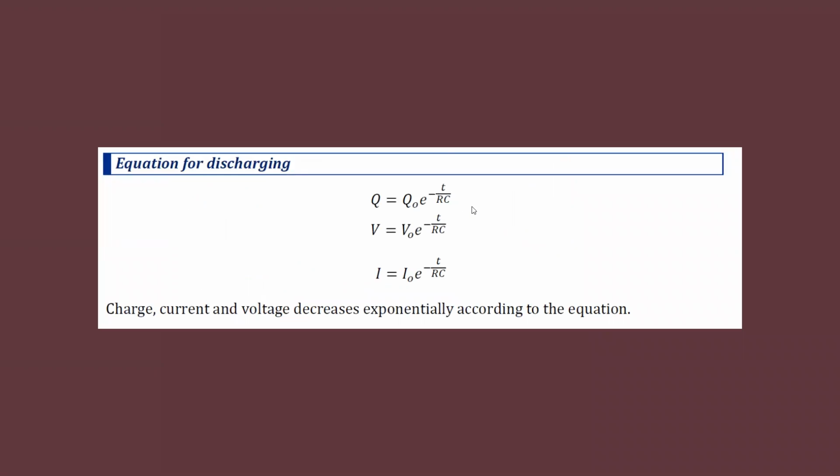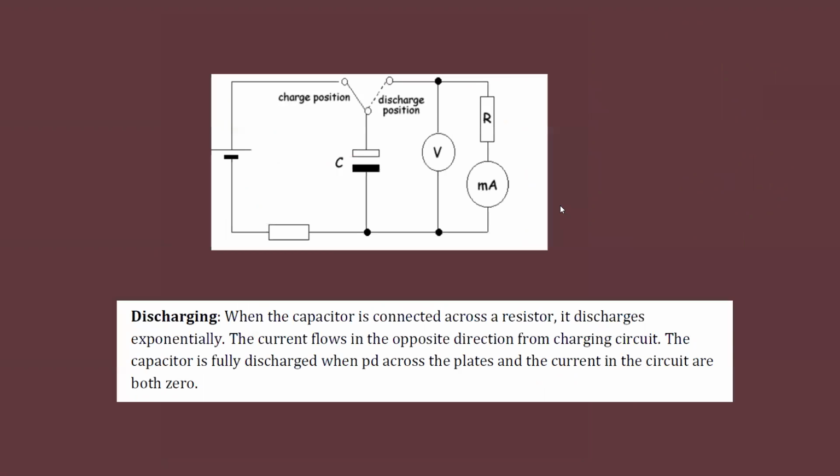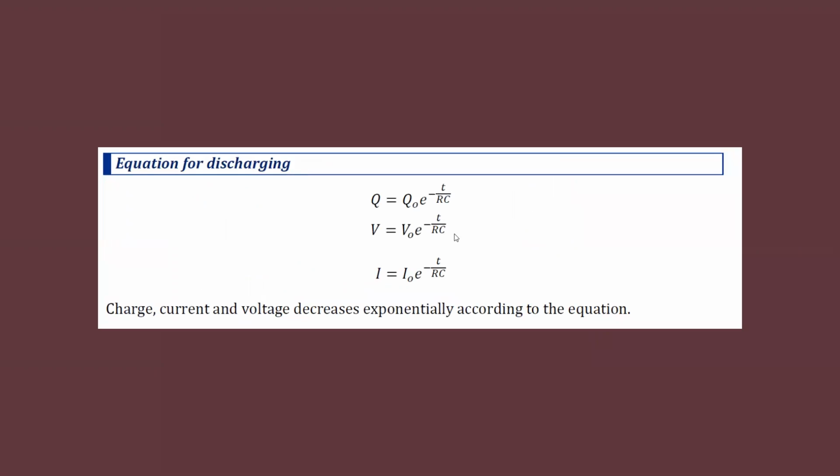So these are the formulas I just discussed with you. Equation for discharging: Q is equal to Q naught e raised to power minus T over RC, V is equal to V naught. I want you to just copy these equations. Equation for discharging.